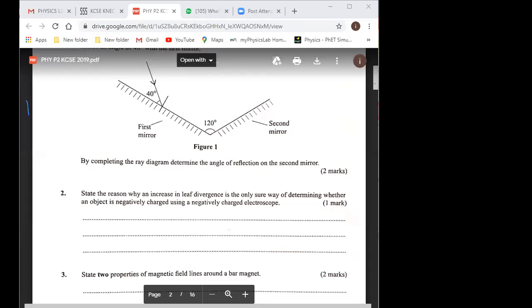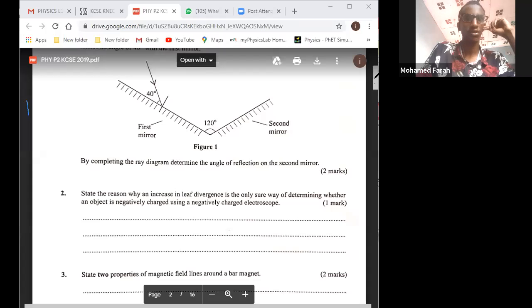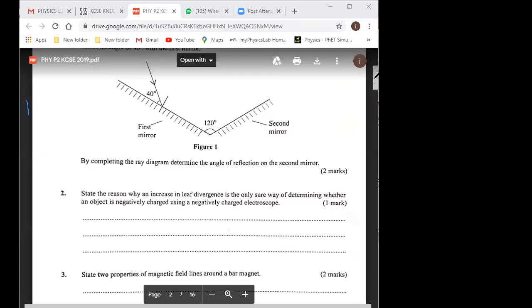Mohammed Farah? They originate from North Pole to South Pole. That is it. They originate from North Pole to South Pole. We can now move to the next question.